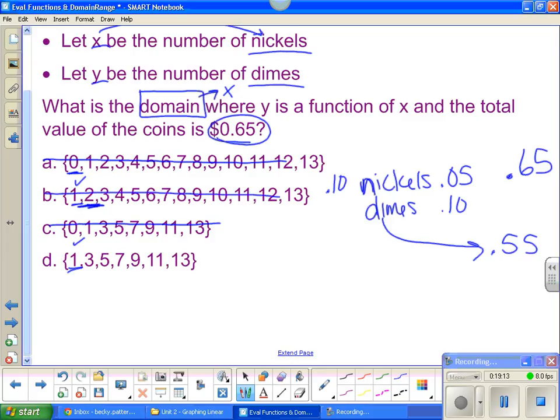It doesn't work. Okay, and D, just for further clarification, let's try the 3 and I'll show you that it works. So if I have 3 nickels, how much money is that? Well, that's 15 cents. So 15 cents of my 65 cents is nickels. How much money is left? Well, if you take 15 cents from 65 cents, you have 50 cents left over. Can I hit 50 cents out of all dimes? And the answer is yes. That's why 3 works. Same thing for the rest of them.